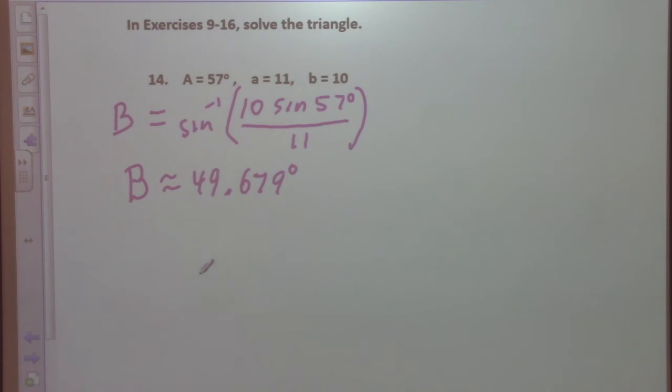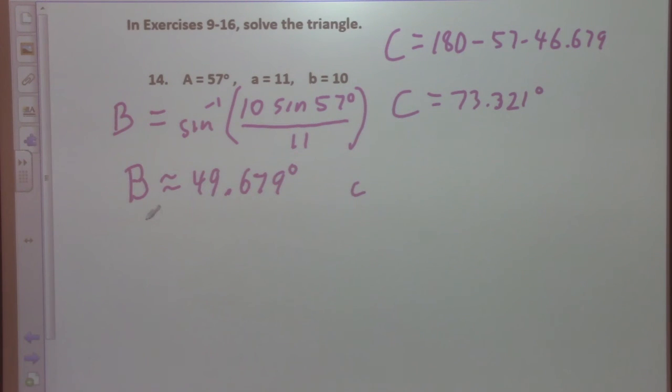And then I found big C next, and I just added 49 plus 57, and then I subtracted it from 180. Minus 57 minus 49.679. So you got big angle C is equal to, what was that? 73.321. Degrees, right? Degrees, yes.